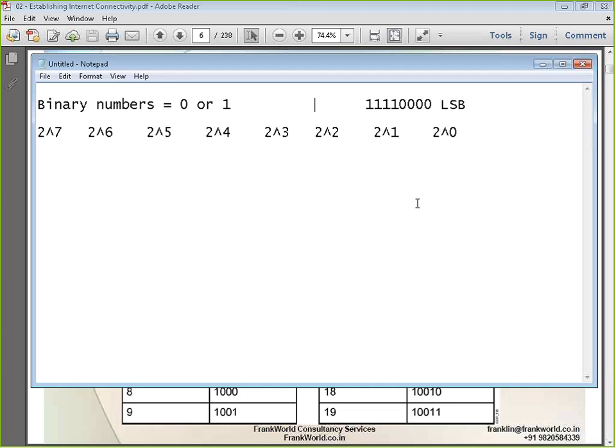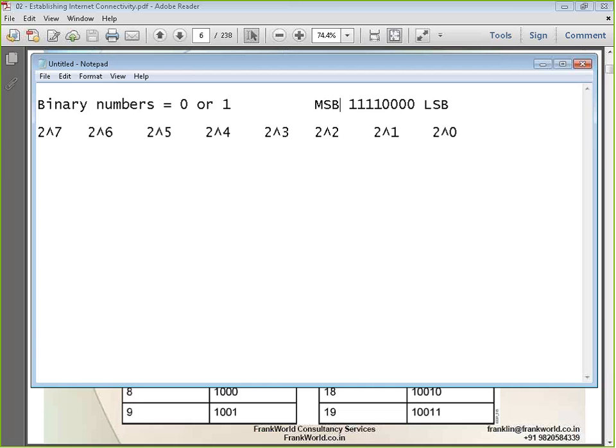And this leftmost one that you see here is called MSB, that is most significant bit. So whenever we talk about it, a binary number has two portions to it. We have the leftmost bit and the rightmost bit. The leftmost bit is called the most significant bit, and the rightmost bit, that is 0 in this example, is called the least significant bit.